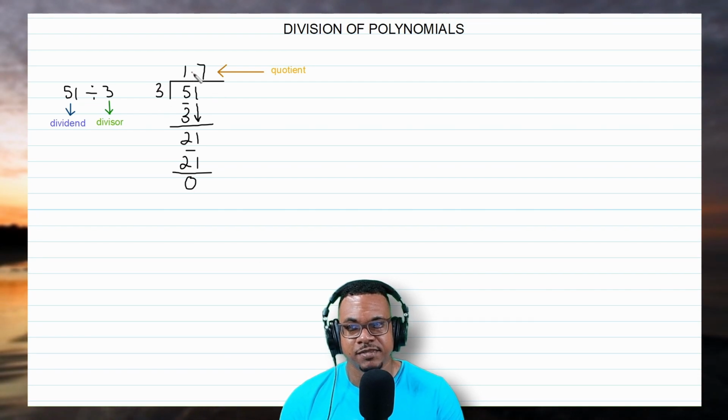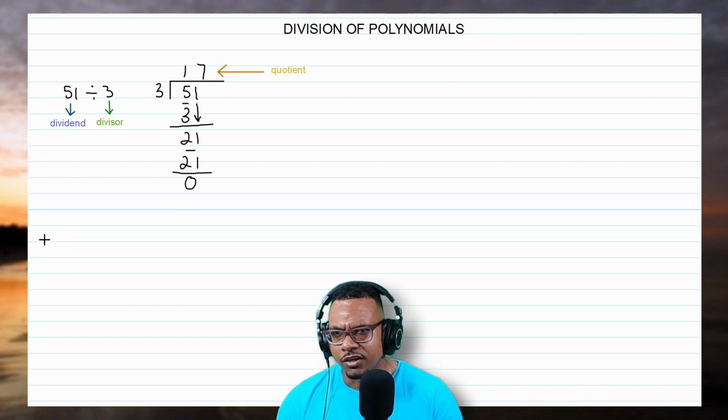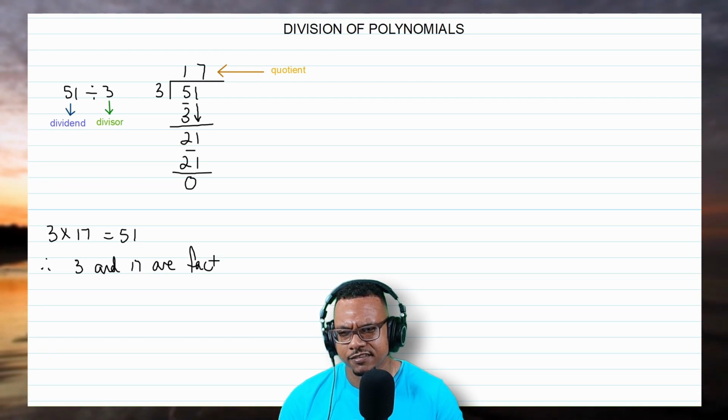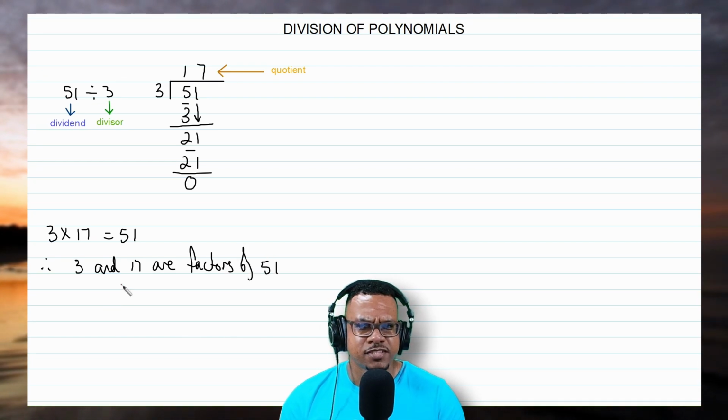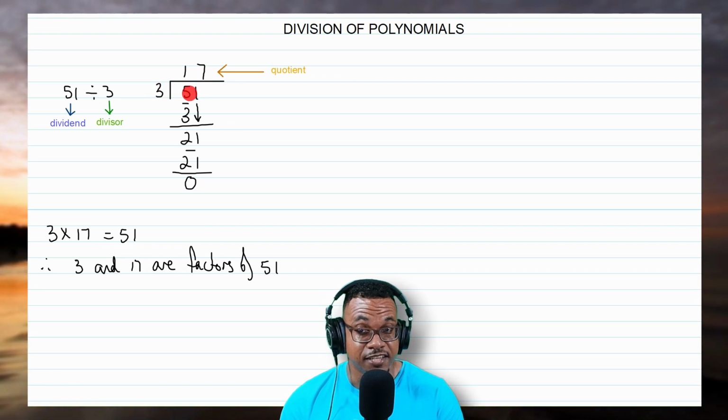Therefore, 3 times 17 is equal to 51, so the 3 and the 17 are factors of 51. Alright, so I'm going to write 3 times 17 is equal to 51. So therefore, 3 and 17 are factors of 51. Basically what we're saying here is that a divisor times a quotient is equal to a dividend. And because we have a remainder of 0, your divisor and your quotient are factors of your dividend.